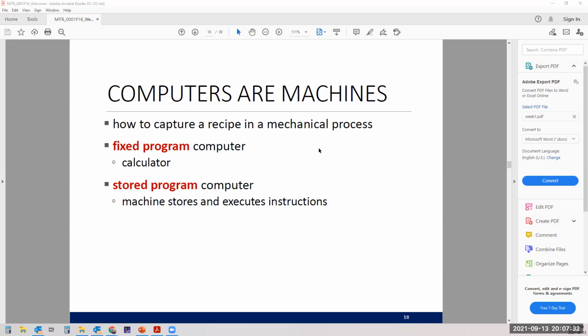Fixed program computer or calculator; stored program computer: the machine stores and executes instructions. Then you have to put your recipe in a program, then inject this program into the controller on that circuit that you are using. I'll not go specific about the controller. You have to inject your code so the device or the mechanical process can run, even in a manufacturer or on a medical device or whatever.